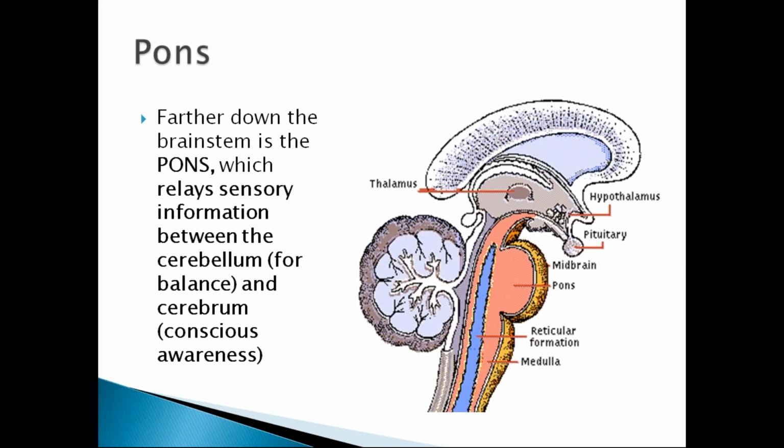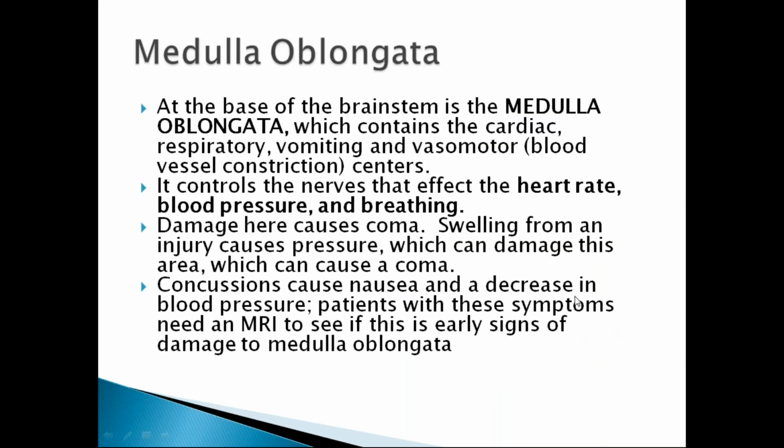Now we're on to the pons, which is right over here. Farther down the brainstem is the pons after the midbrain, which relays sensory information between the cerebellum for balance and the cerebrum, conscious awareness. Then below that is the medulla oblongata. At the base of the brainstem is the medulla oblongata, which contains the cardiac, respiratory, vomiting, and vasomotor centers, which means blood vessel constriction centers. It controls the nerves that affect the heart rate, blood pressure, and breathing.